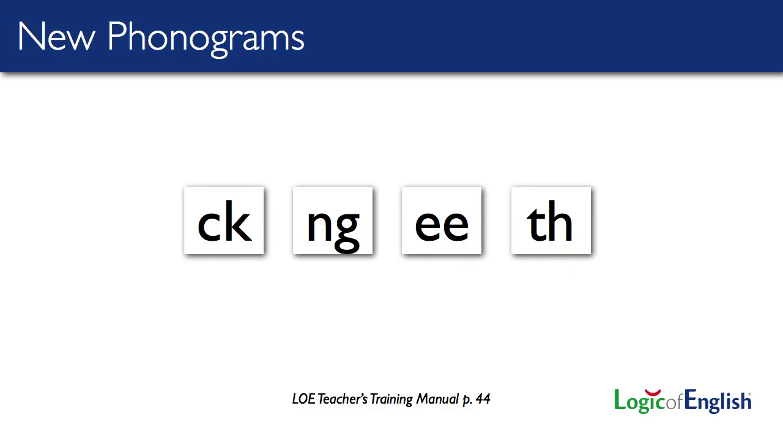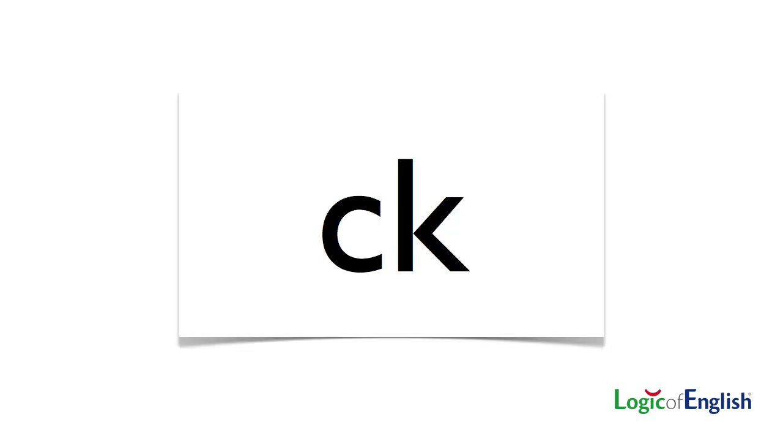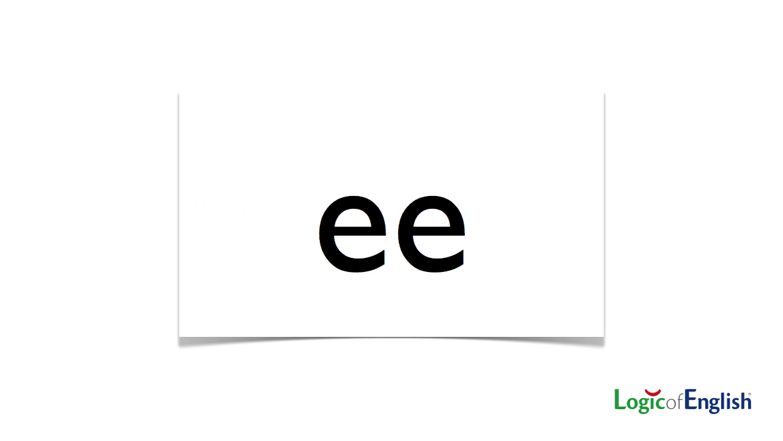But then you need to begin to introduce multi-letter phonograms. We can't stop at the single letters. There's 74 phonograms. By the end of camp, they should know all 74. So let's learn a couple more. So this is k, two-letter k. This is e. E double E always says e. Double E always says e.